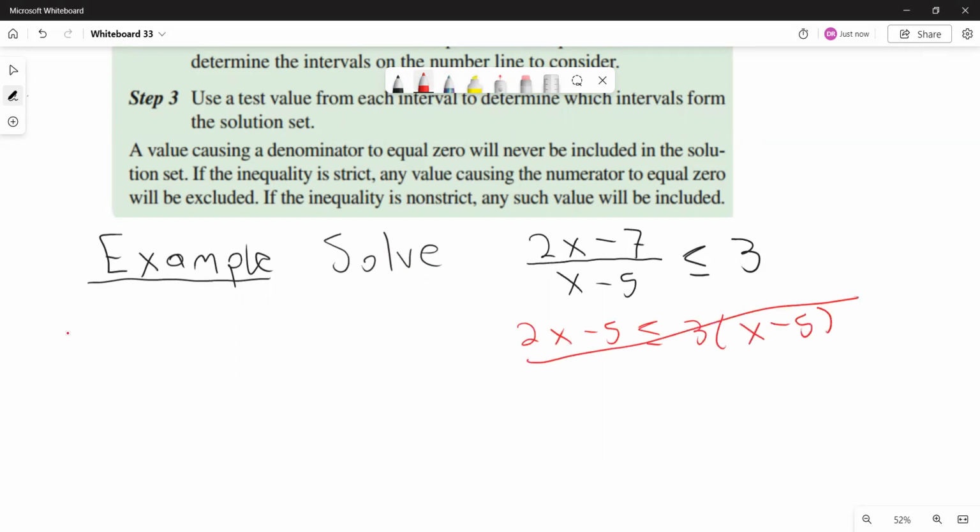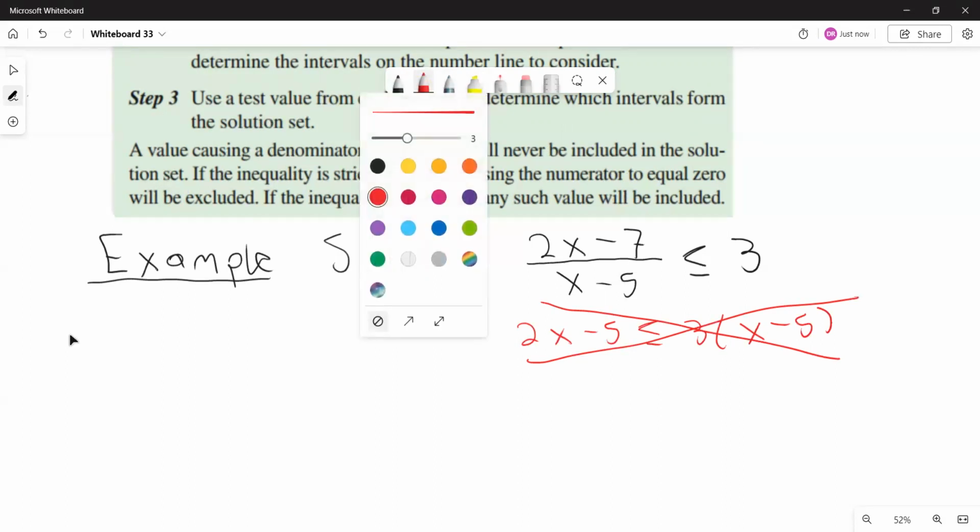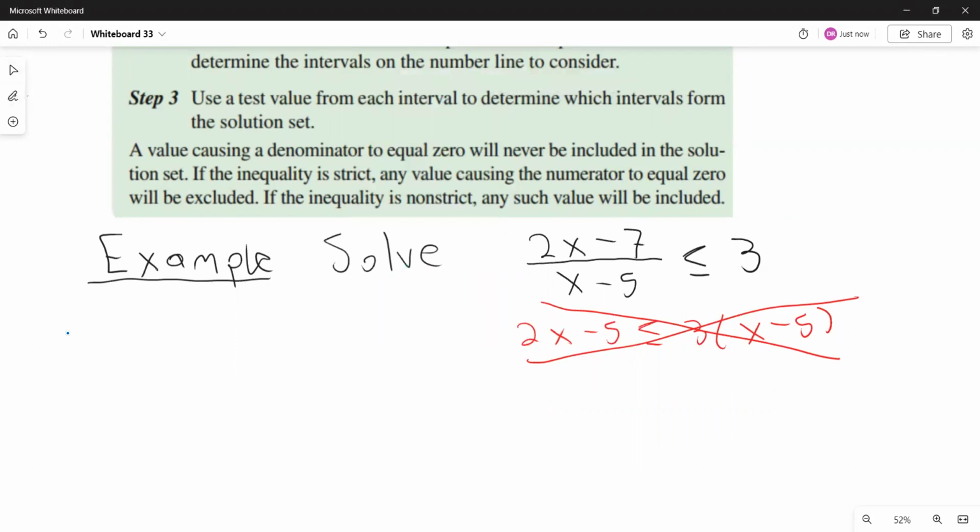We cannot do that because we don't know anything about x minus 5. x minus 5 may be positive or negative. If x minus 5 is positive, the inequality symbol will be the same, but if it is negative, the inequality symbol will reverse. So we cannot do that. We need to make one side equal to 0. So let's do that. 2x minus 7 over x minus 5 minus 3 is less than or equal to 0.